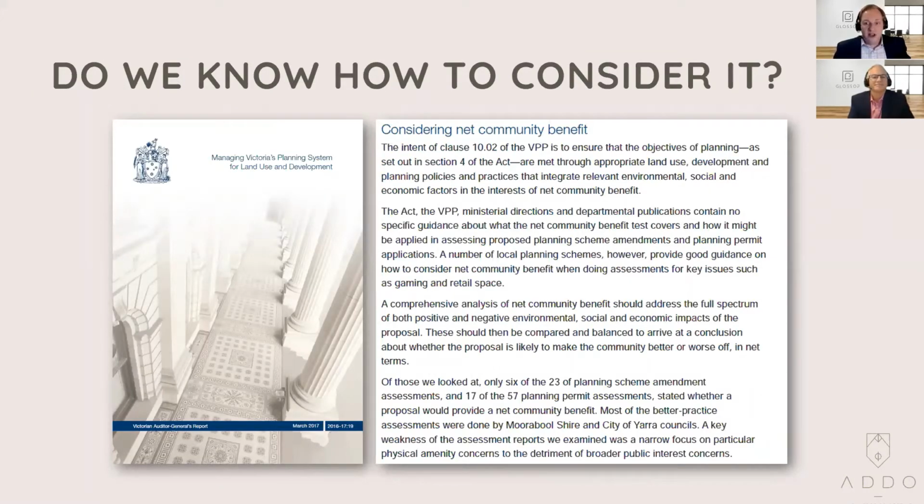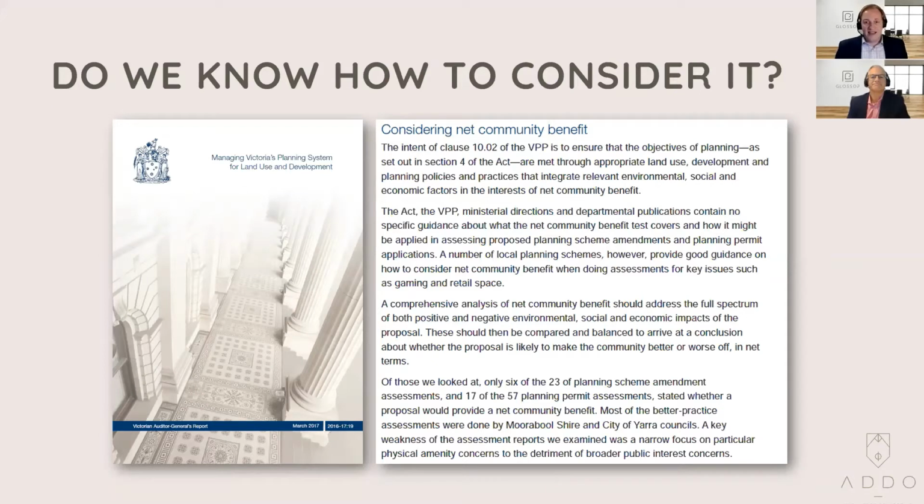So do we know how to consider net community benefit in decision making? Well, I think the short answer is no, and that's not just my view, it's a conclusion that the Auditor General made in his audit of the Victorian planning system in 2016. And his view was that there was limited assurance that planning decisions were delivering net community benefit and sustainable development.